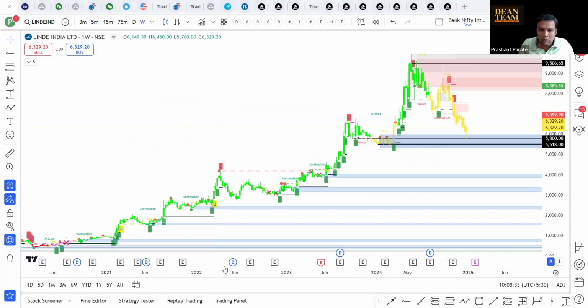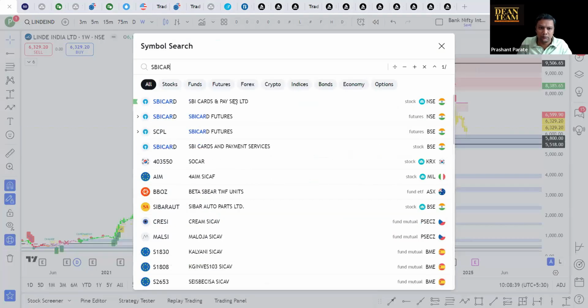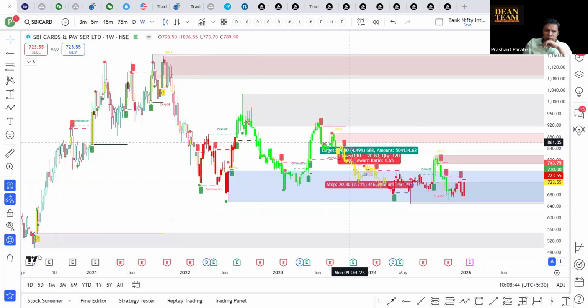Next is SBI Cards. SBI Cards on weekly chart, what do we see?